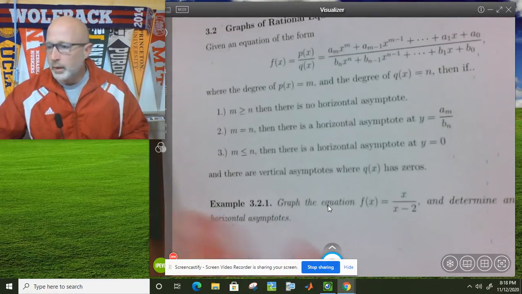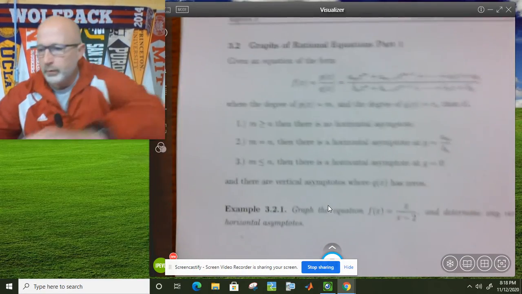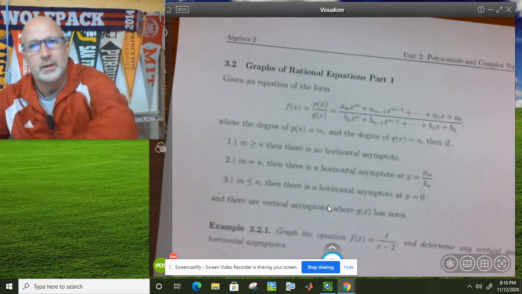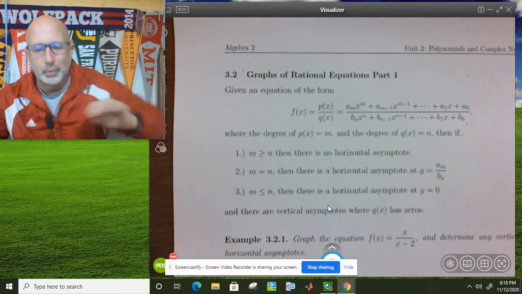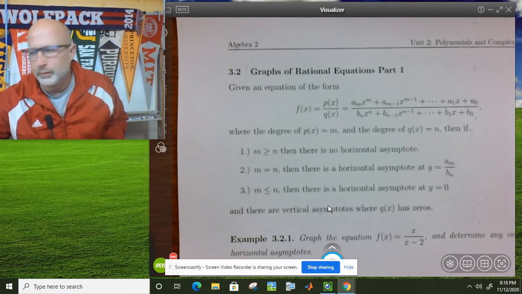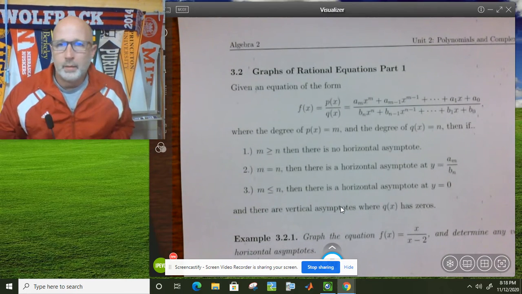Okay, so let's go ahead and we're going to go over 3.2, which is graphs of rational equations, part 1. I'm actually kind of merging these together, though, so I don't know if there's really going to be a part 2. But here we go.